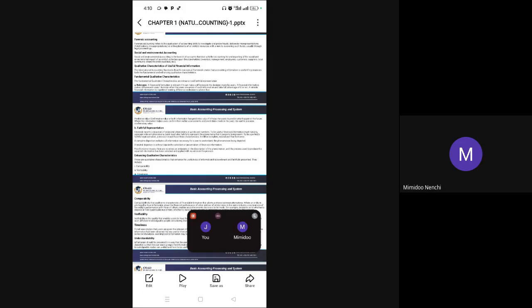Now, to be a perfectly faithful representation, a depiction will have three characteristics. One, it must be complete, neutral, and free from what? Error. Your information must be what? Complete. It must also be what? It must be neutral and also free from error. Now, when it comes to complete, a complete depiction includes all information necessary for a user to understand.